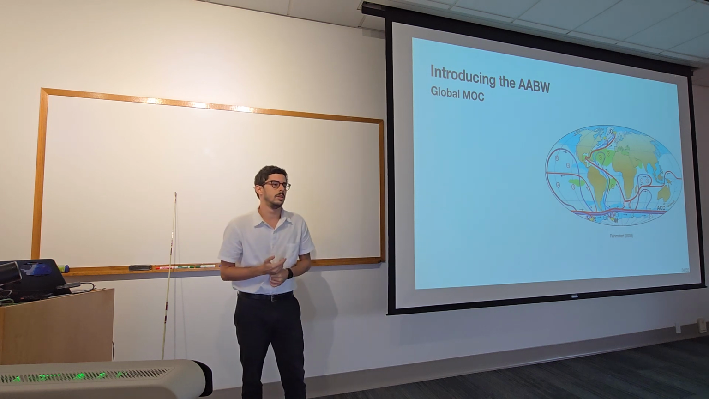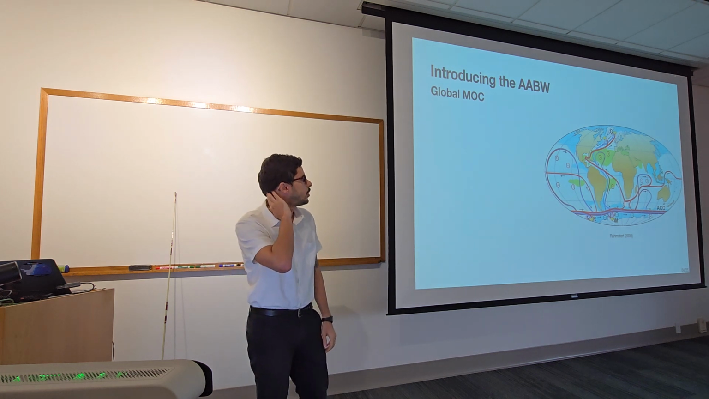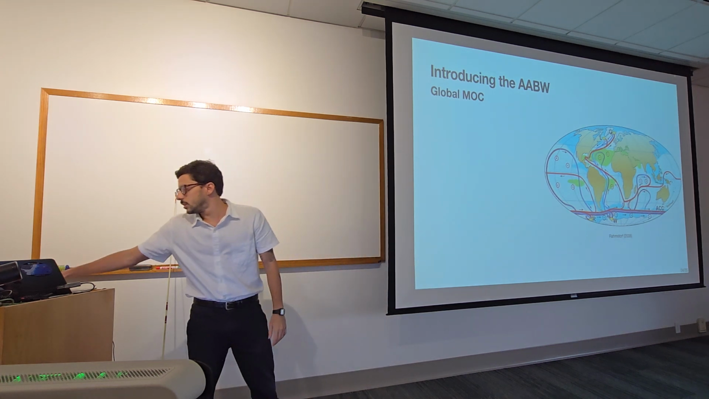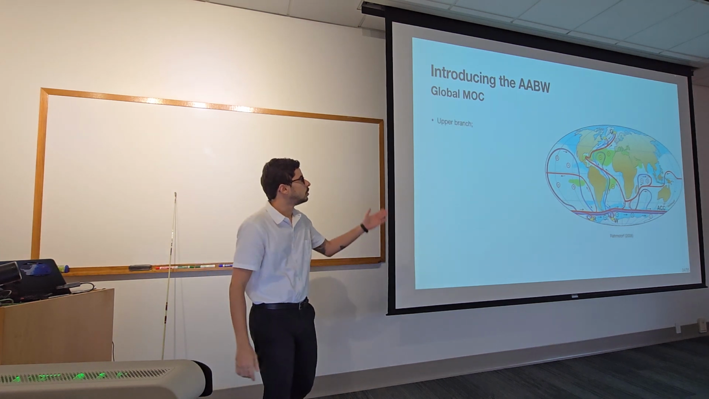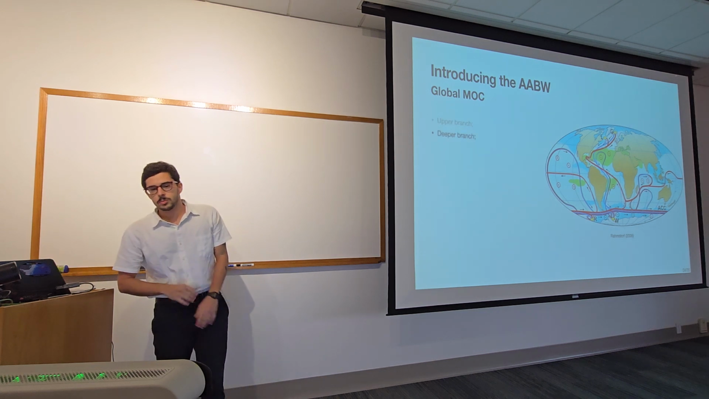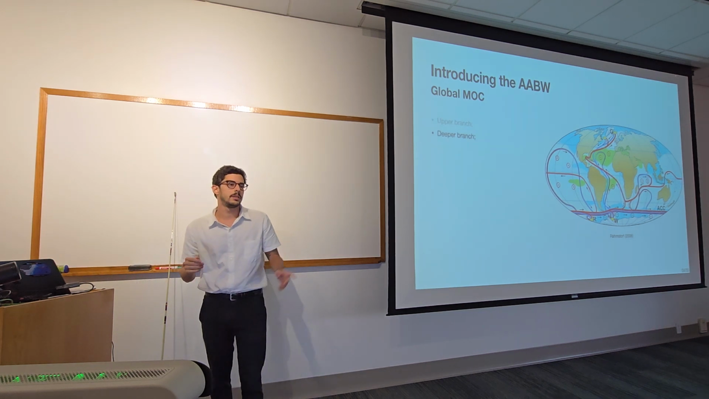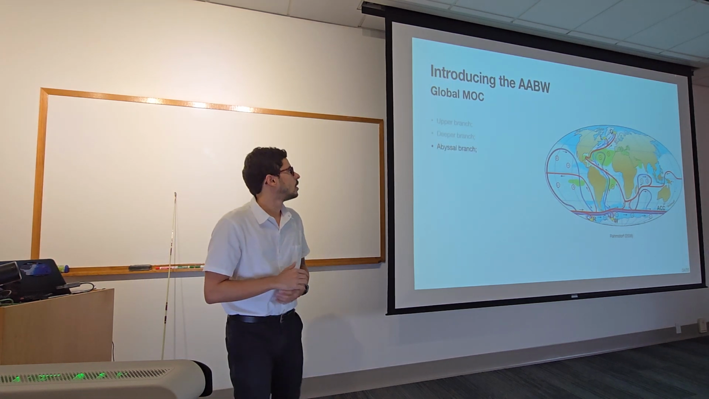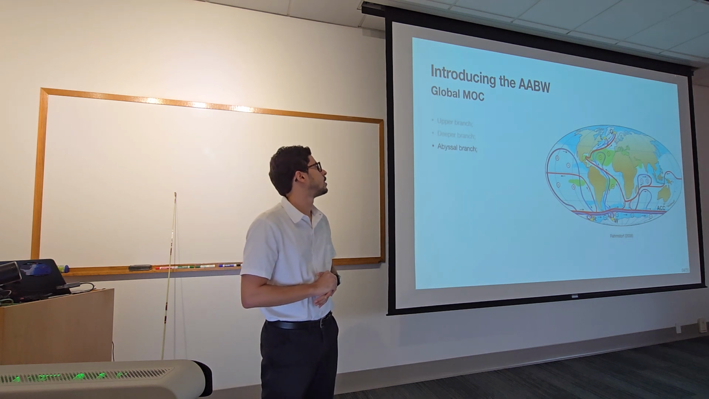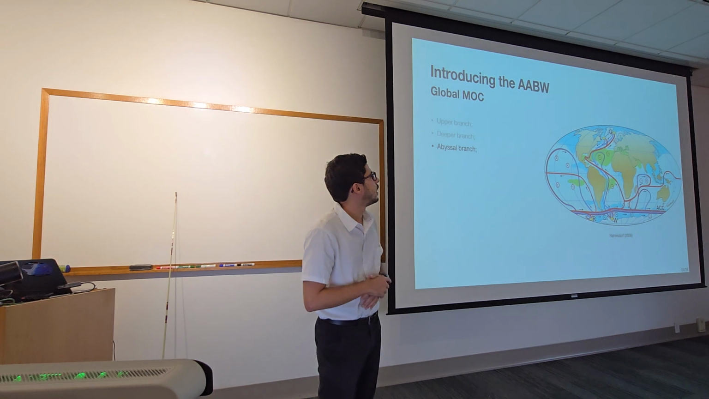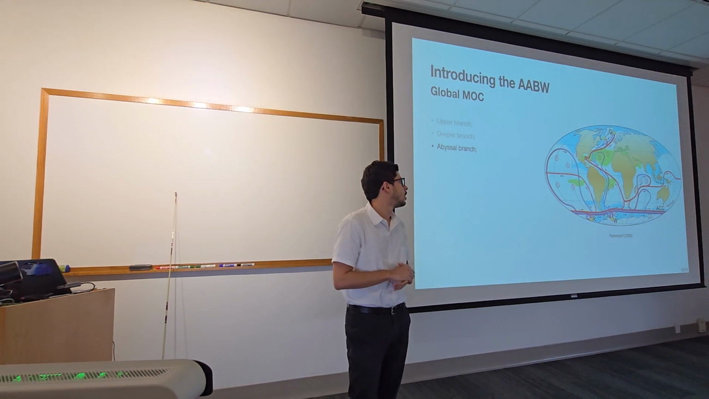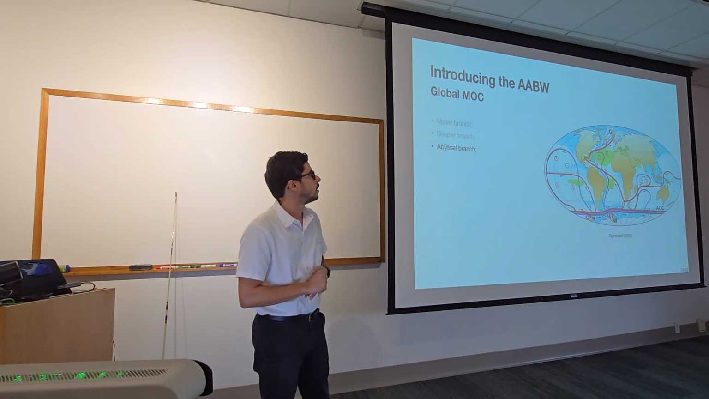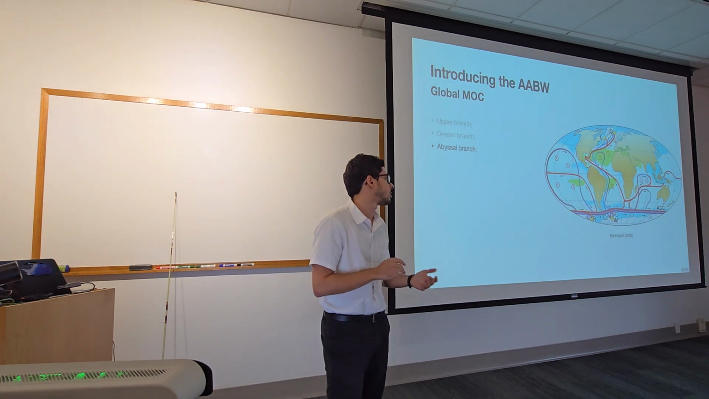So, talking about the introduction, and before talking about the AABW itself, I want to talk a little bit about the global MOC, the GMOC. And to do so, I chose this figure from Rahmstorf 2006, simply because this is a very complete figure. Here we see the upper branch represented in red, the deeper branch represented in blue, and the abyssal one represented in purple. We also see the locations where these branches are generated. The deeper branch is generated in the northern hemisphere, at the Labrador and the Greenland seas, while the abyssal branch is generated at the Ross and the Weddell Sea.